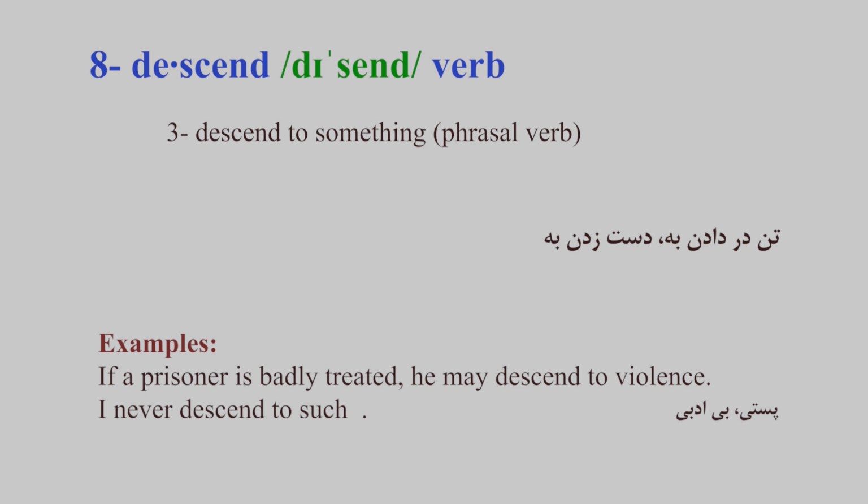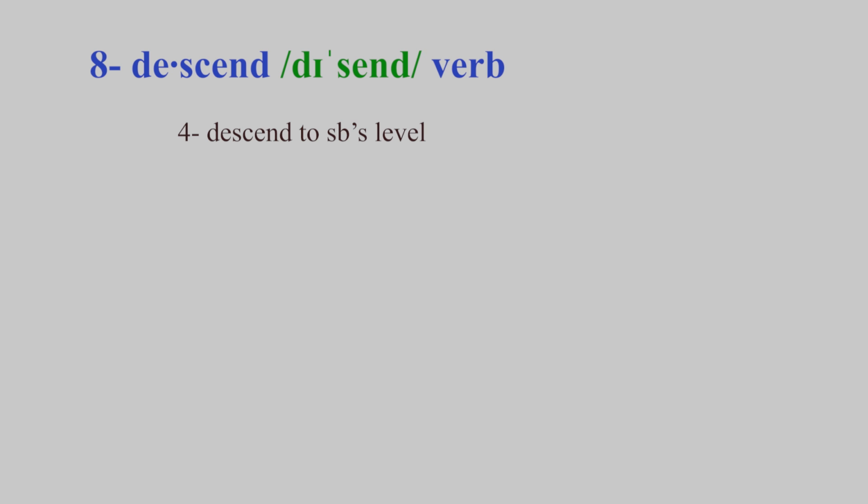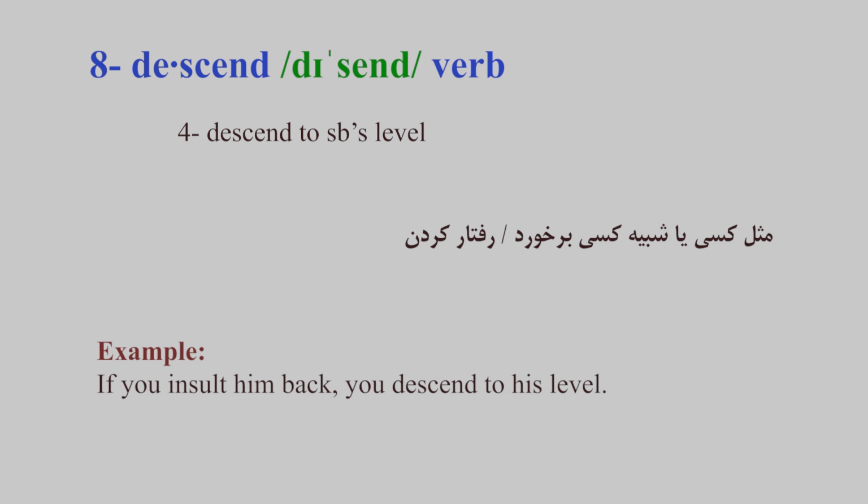And I like it. And the fourth meaning of descend is kind of a structure: descend to somebody's level. And it is beautiful too. Example: if you insult him back, you descend to his level. It means that you are acting or behaving like somebody else. I can say it is always negative, and maybe somebody is just insulting or doing bad actions, or has a kind of wrong behavior, and it means that you shouldn't treat people like him. You shouldn't behave like him.